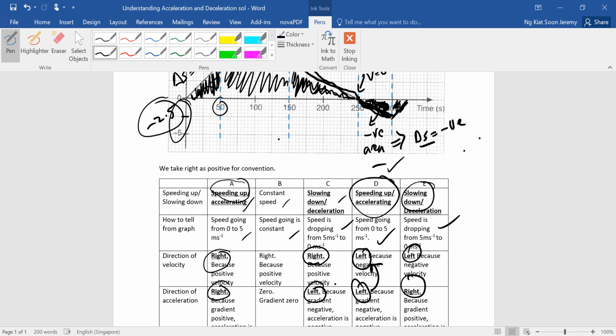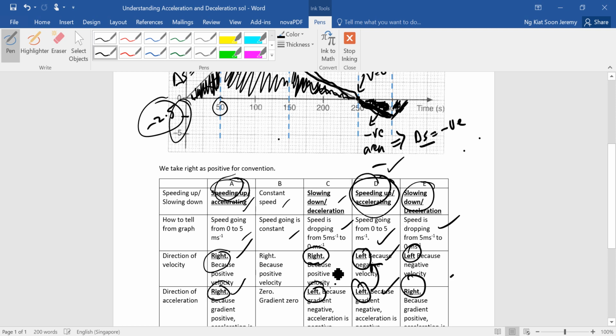So the conclusion is very simple. Whenever acceleration is same direction as velocity, this means that acceleration is making the magnitude of velocity bigger. Or in other words, my speed is increasing because speed is the magnitude of velocity, right? So whenever my acceleration and velocity are in the same direction, I'm speeding up, right?